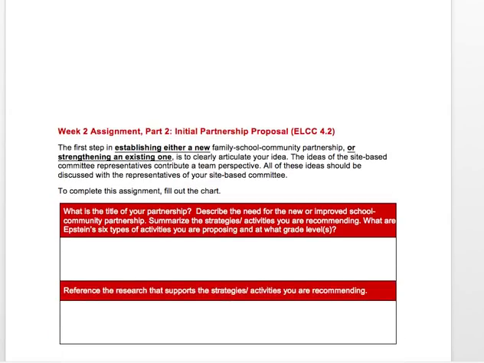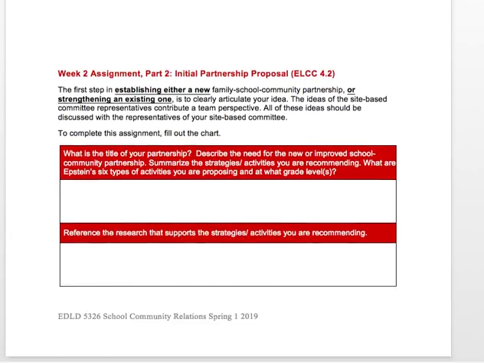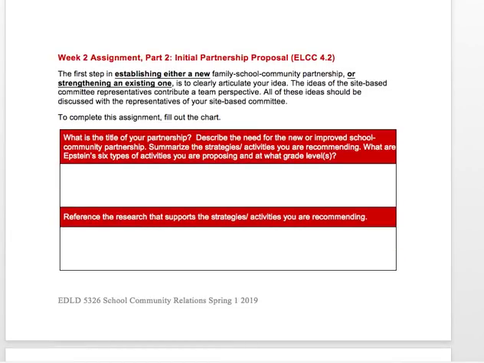In week 2, part 2, you're going to be looking at your initial partnership proposal. So you're going to start creating this proposal that you'll be completing at the end of this course. You're going to fill out this chart, and we want to know what's the title of your partnership.